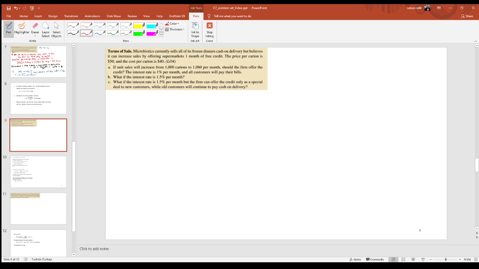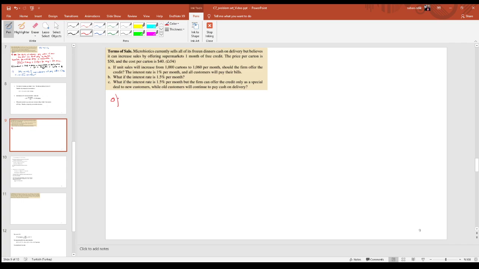So A, if unit sales will increase from 1000 cartons to 1060 cartons per month, should the firm offer the credit? The interest rate is 1% per month and all customers will pay their bills. B. What if the interest rate is 1.5% per month instead of 1%? C. What if the interest rate is 1.5% per month, but the firm can offer the credit only as a special deal to new customers, while old customers will continue to pay cash on delivery? So let's analyze this case A.